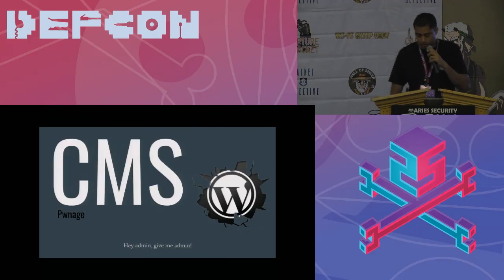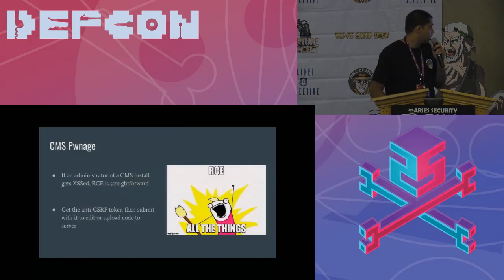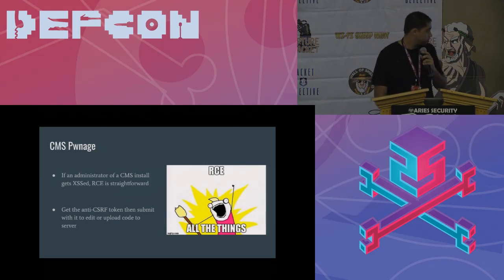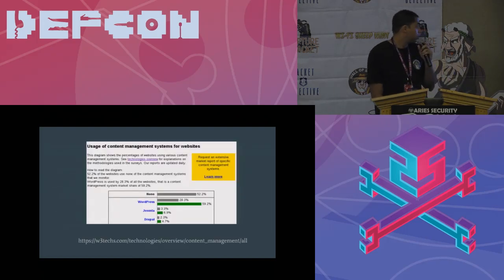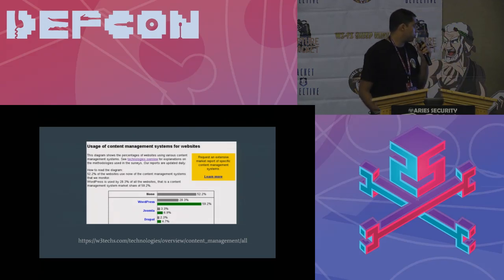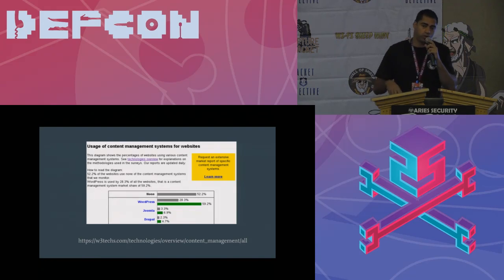CMS. We have a guy here, an expert in CMS, Mark. We can use XSS to achieve code execution at the CMS install. We just need to get the anti-CSRF token and submit it. WordPress is by far the most used CMS nowadays. In my blog, I have code for all three: WordPress, Joomla, and Drupal. We are going to see the WordPress one now, the code to make an XSS become code execution in the website.